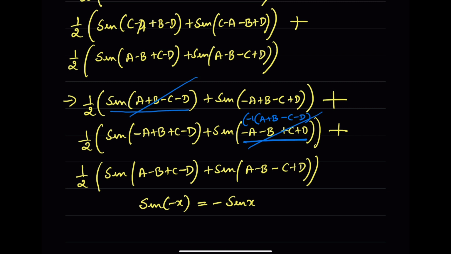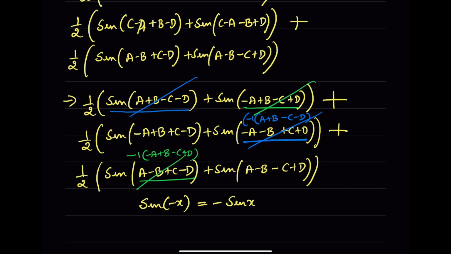Now for the second term, let's look for that. Let's use a different color. So here we have minus a plus b minus c plus d. So to cancel this out, we can use this term. So this can be written as minus 1 into minus a plus b minus c plus d. So sine of minus x is minus sine x. So we can cancel this out, correct? Yes.